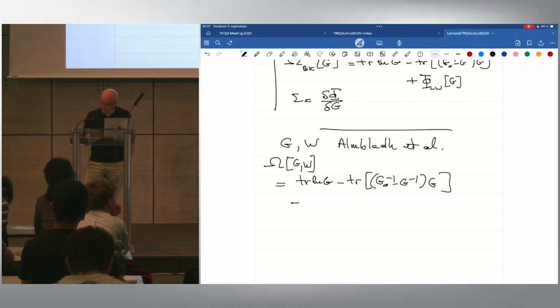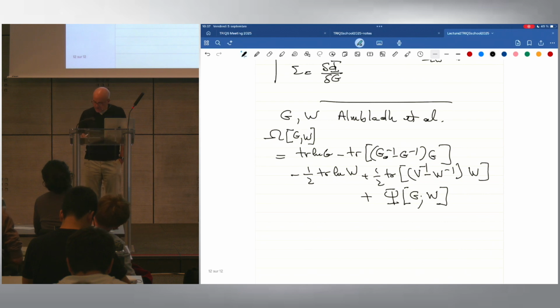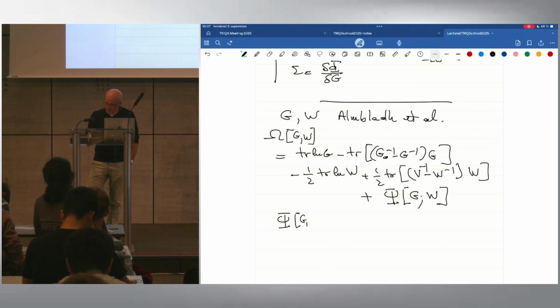But then it involves minus 1/2 trace log W, very analogous, plus 1/2 trace of V minus 1 minus W minus 1, which really is the polarizability, times W, plus something that generalizes the Luttinger functional to an exchange correlation functional of G and W. And you can formulate GW plus EDMFT as a truncation of that psi functional, which is the following: psi of G and W in GW plus EDMFT is postulated to be minus 1/2 of trace of GWG.